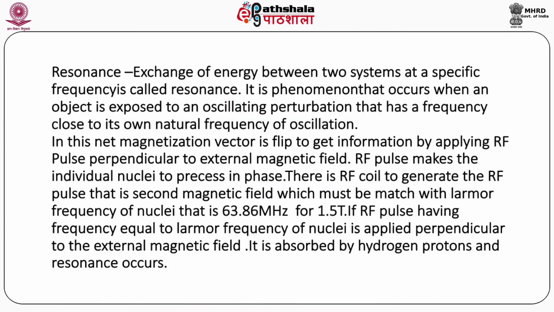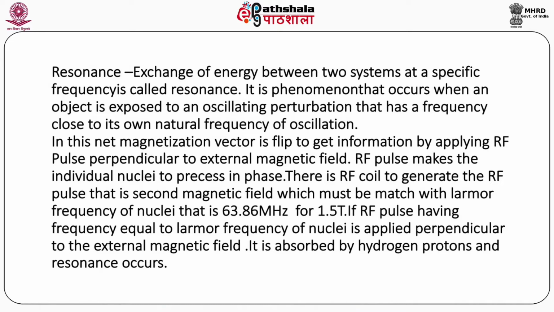The next point is the interaction of nuclei with a strong static magnetic field, which is called resonance and excitation. What is resonance? Resonance is a very important part of MRI. It tells you about the exchange of energy between two systems at a specific frequency. It is a phenomenon that occurs when an object is exposed to an oscillating perturbation that has a frequency close to its own natural frequency of oscillation.